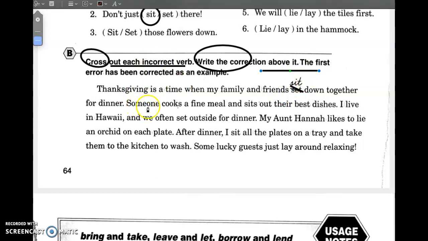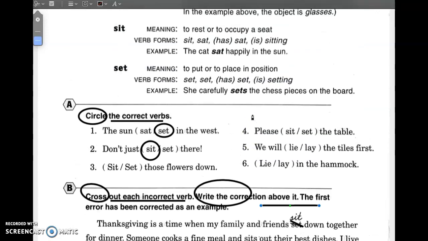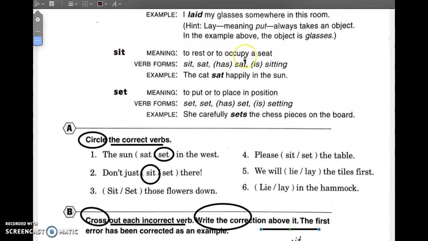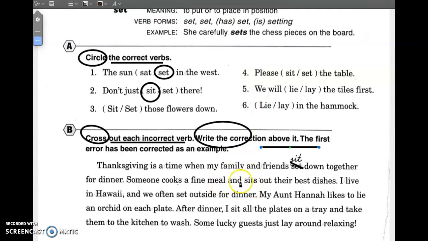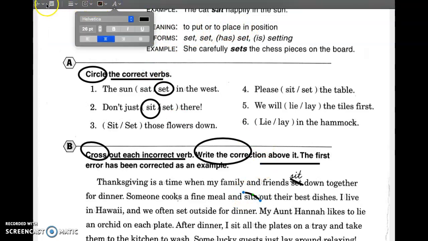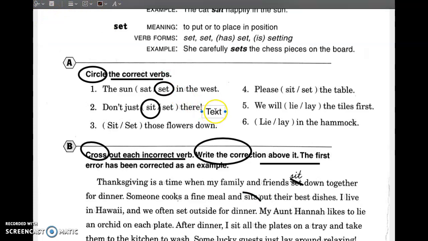Let's take a look at the next one. Someone cooks a fine meal and sits out their best dishes. Remember, take a look up here at the definitions of sit. The meaning of sit is to rest or occupy a seat. They're setting something else. They're putting their dishes out. So they're putting the dishes into a place or a different position. That's why sit is incorrect, and we need to replace it with the word set.